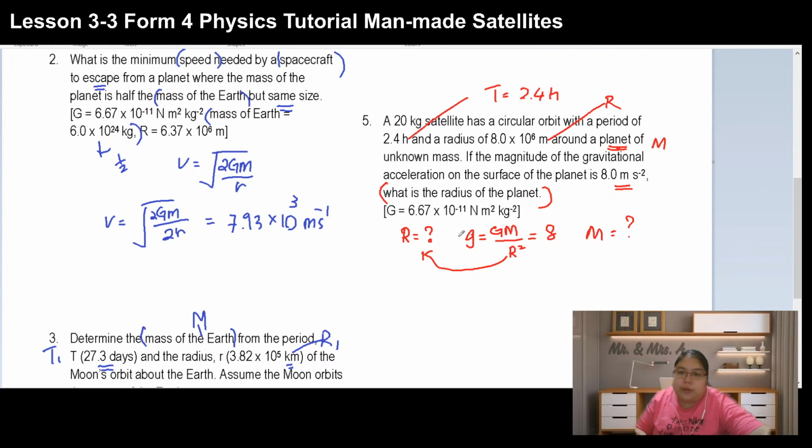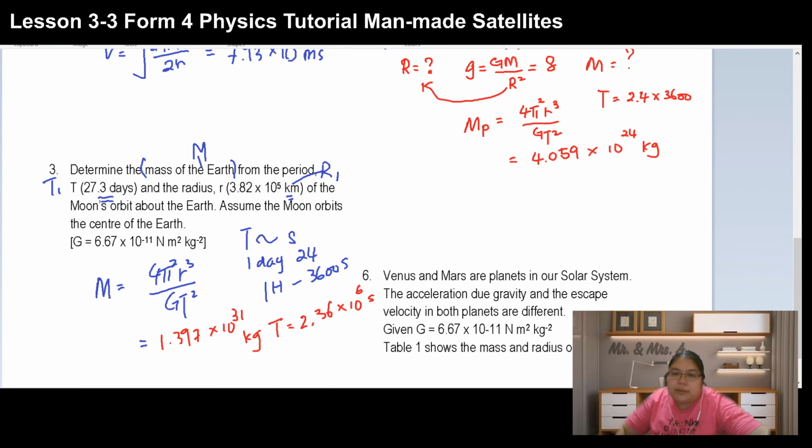Okay, so I need to find what M is. I need to use the formula for the mass of the planet: 4 pi squared r cubed over G T squared. T you need to convert. T is 2.4 hours, so 2.4 hours multiplied by 3,600. You find the mass of the planet first. We find the mass is 4.059 times 10 power of 24 kilograms. This one is the planet mass.